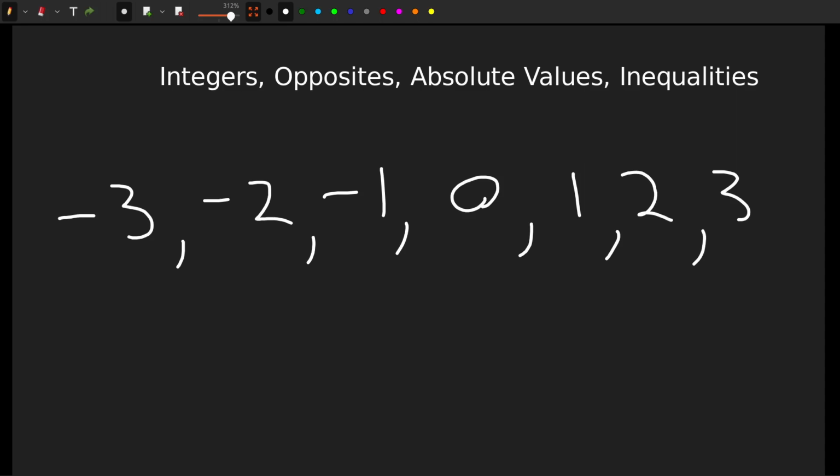So -10, -20, 412, 9,387, those are all integers. And so now let's talk about opposites. Well, opposites are actually very fundamental. For example, the opposite of 2, which is this guy right here, is -2. Okay? The opposite of 412 is -412.